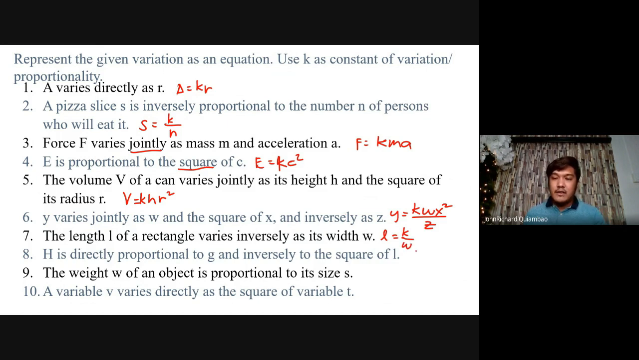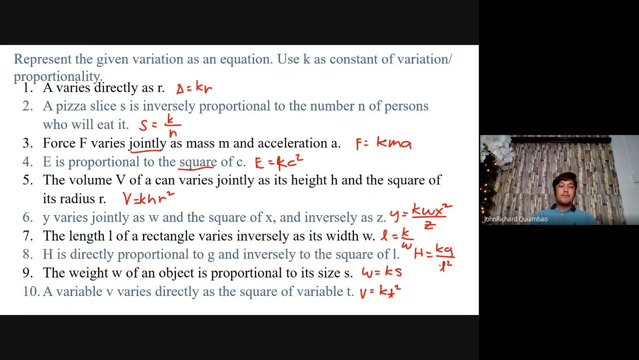H is directly proportional to G. So you will multiply G by k as our constant of variation, and inversely as the square of L, so L squared. Number 9, the weight W of an object is proportional to its size s. So W is equal to ks. Number 10, the variable v varies directly as the square of the variable t. So v is equal to k times the square of t, so t squared. So v is equal to kt squared.